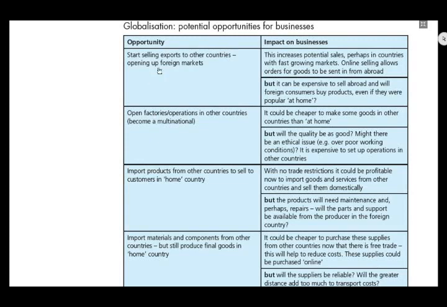So here, I can export goods to other countries. Yes, this will increase my sales. This will make me benefit from fast-growing markets. However, sometimes it's expensive to sell abroad. So remember this question, it might be a discussion question. If they ask you, do you think globalization has opportunities and threats? Now you can discuss, okay, opportunities are selling or opening factories in other countries. It's cheaper, but the quality is something that I have to consider, plus the ethical issues as well.